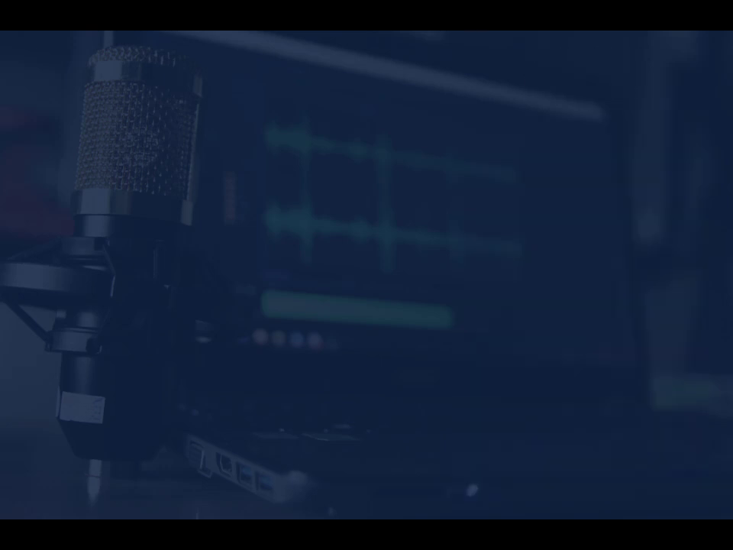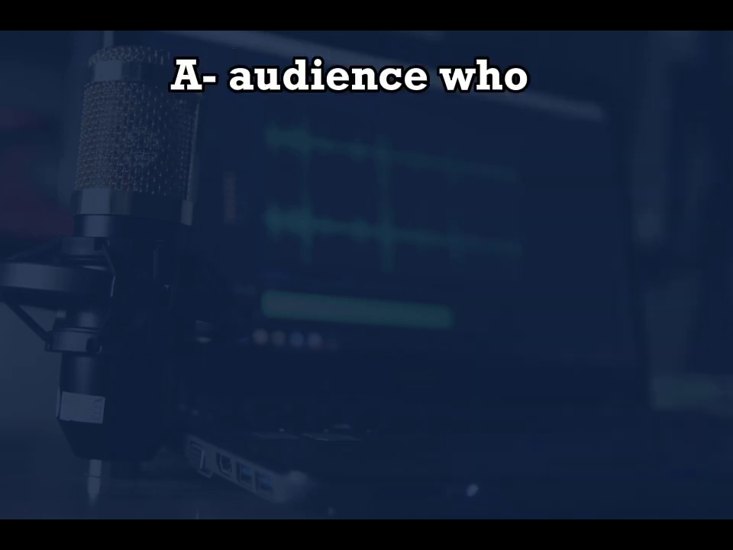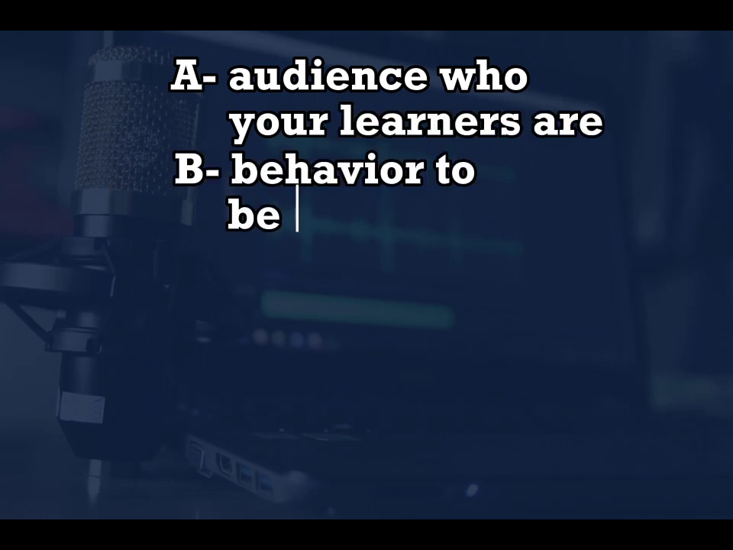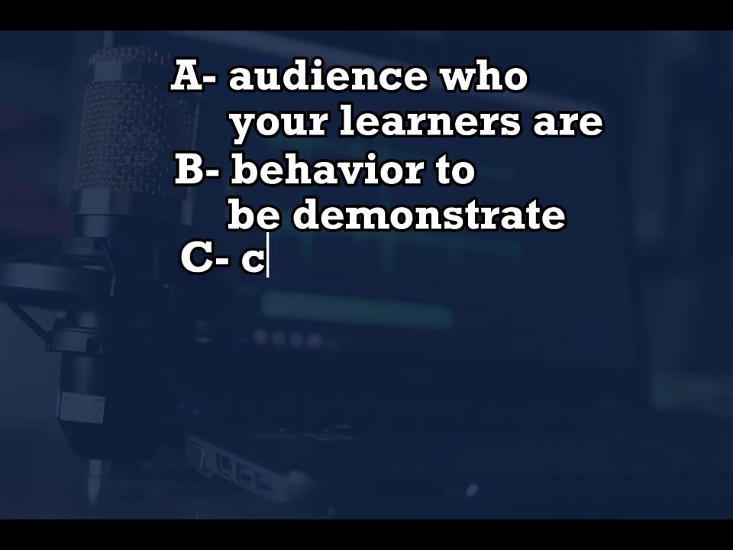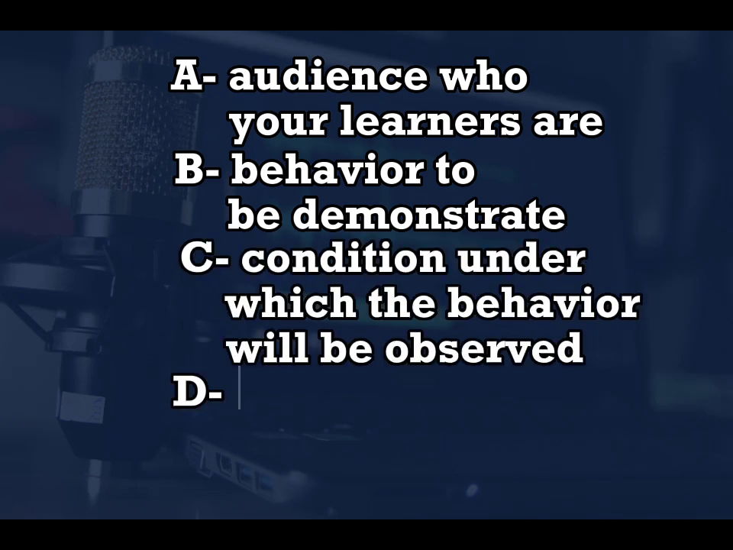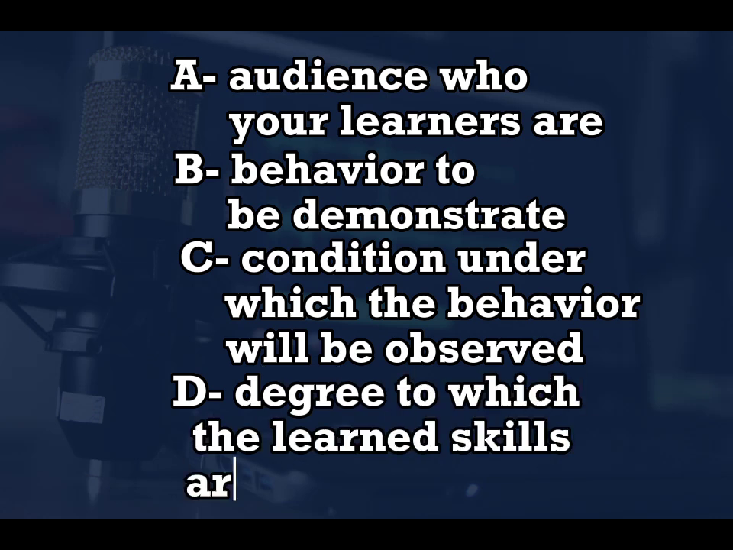Objectives typically contain 4 basic parts, the ABCDs of writing objectives. A, Audience, who your learners are. B stands for Behavior to be demonstrated. C, Condition under which the behavior will be observed. D is the Degree to which the learned skill is to be mastered. What is the next step, partner?